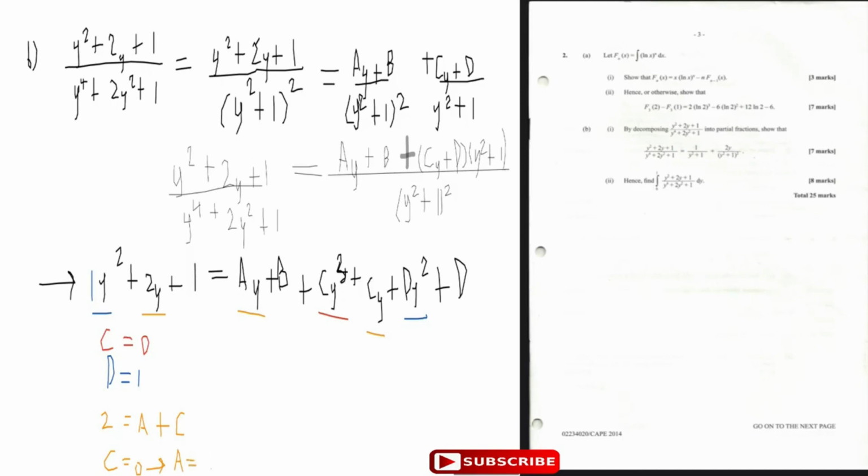Finally, let's go ahead now and find out our constant. We have 1 here is equal to b plus d. So 1 is equal to b plus d. But we already know what d is. D is 1. And so b must equal 0. So b must be equal to 0, because 1 is equal to b plus d.